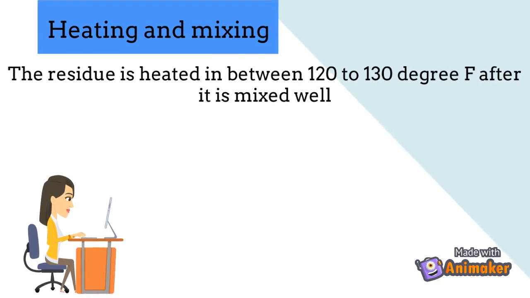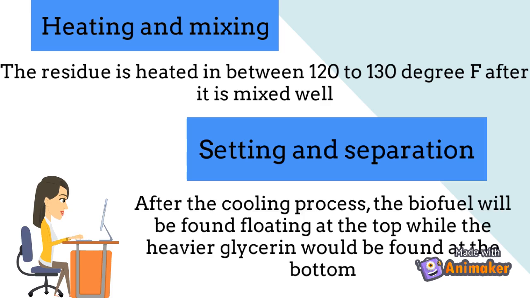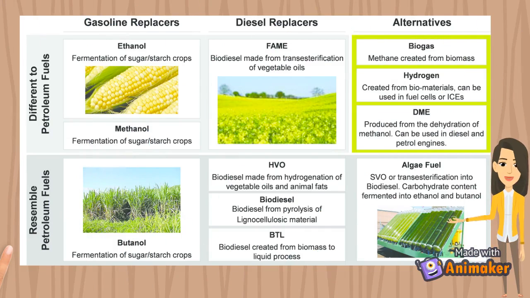After preparing the sodium methoxide, we need to heat and mix. The residue is heated to between 120 and 130 degrees Fahrenheit after it is mixed well. Last, we need to set and separate. After the cooling process, the biofuel will be found floating at the top, while the heavier glycerin would be found at the bottom. Here is the list for the biofuel.